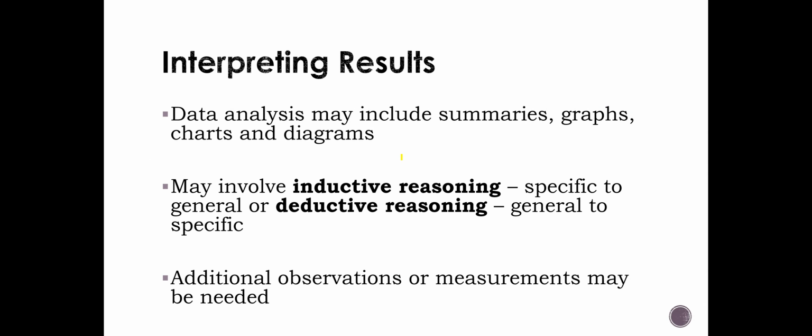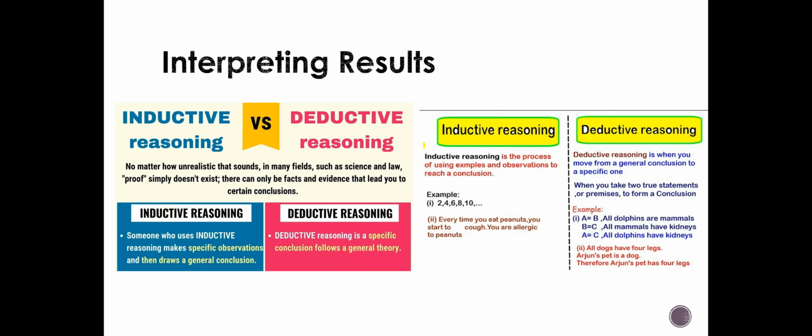Now, once we get our data, we have to interpret those results. In science, depending on your experiment, sometimes it could be inductive, where we're going from specific to general, or it could be deductive, where we're going from general to specific. Depending on your scientific experiment, we use both in science. But essentially, you take the data that you've collected and you have to make some conclusions. So here's an example of inductive reasoning. If you cough when you eat peanuts, you must be allergic to peanuts, okay? So essentially we're going from specific and drawing a general conclusion.